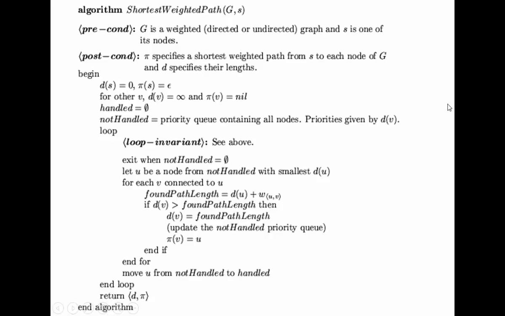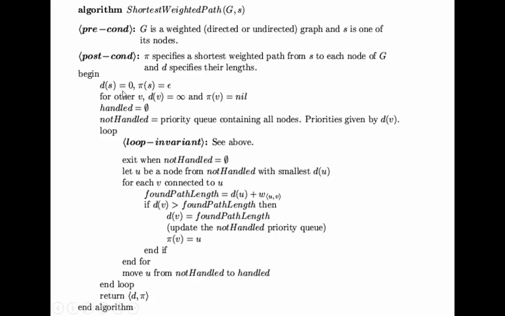S has been found and not handled. So no edges are handled, right? So the shortest path from S to S is 0, and you don't need a parent. But the shortest path through handled edges to every other node is infinity. Why? Because we don't have any edges, so there's no paths we're considering. So each of them has a shortest path of length infinity. Does that make sense?